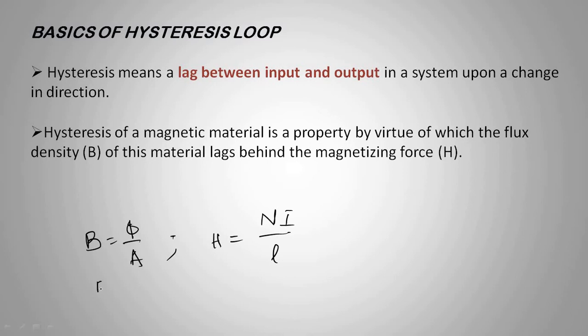Here the magnetic flux density is directly proportional to the flux generated in a magnetic material, and the magnetizing force is directly proportional to the input, because the others are constant: number of turns, length, and area are constant. So the output magnetic flux density is directly proportional to the flux, and the input magnetizing force is directly proportional to the input. With the help of this, we will now explain the hysteresis loop.